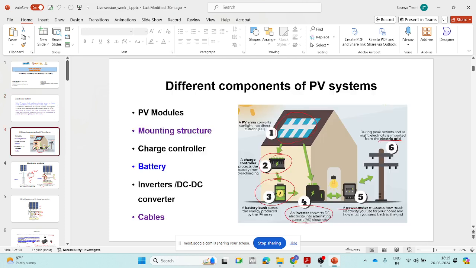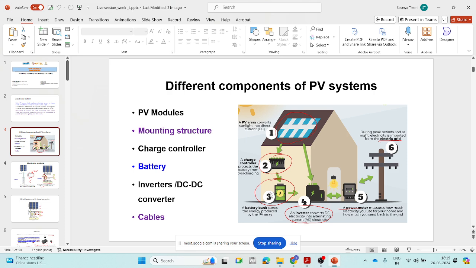So in a standalone system, we have different components. This is the PV module, mounted on a mounting structure on your roof, or somewhere down like the street lamp that you have seen. That is also an example of a standalone system. We have these PV arrays that convert sunlight into DC current, and another important component is the charge controller. As the name suggests, it controls the amount of charge that goes in and out of the battery, so that the battery life can be maintained for a long run.